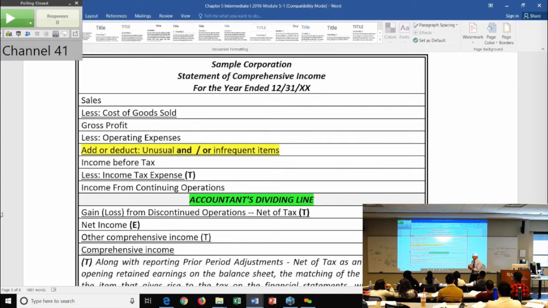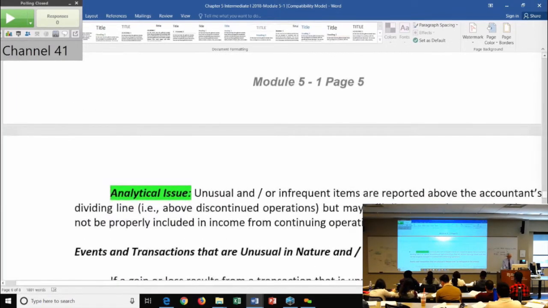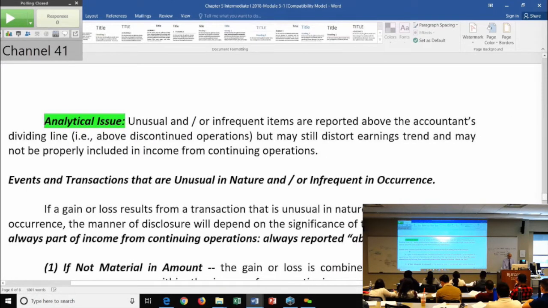I think we've got the conditions now in practice that are pretty clean, and we'll see that. But we'll bring that up again. It's a real good question because this is where we had problems in financial reporting years ago, until the standards became a little bit more accurate. Now that we move to this position in the income statement, the analytical problem is that these unusual and/or infrequent items above the accountant's dividing line for typically permanent and transitory may include items that are transitory and may still distort the trend.